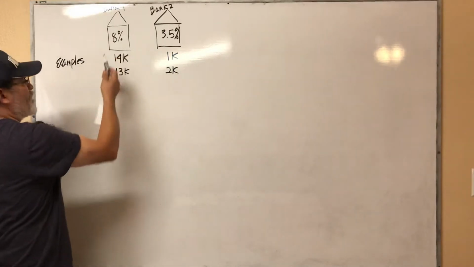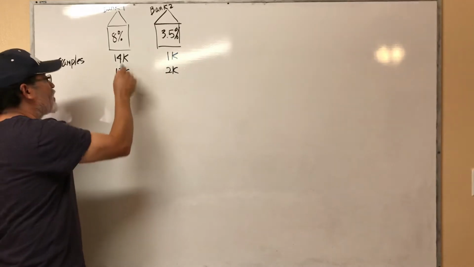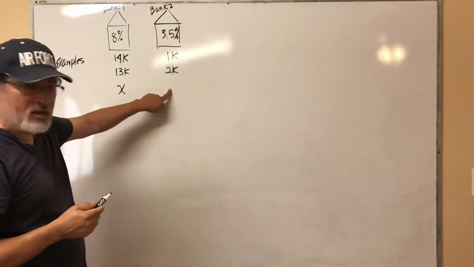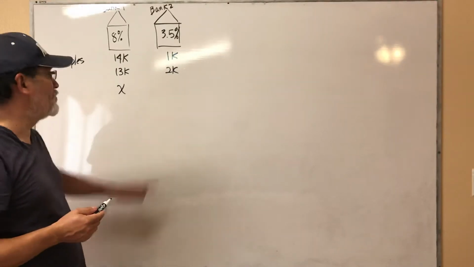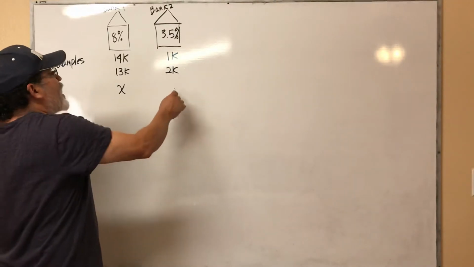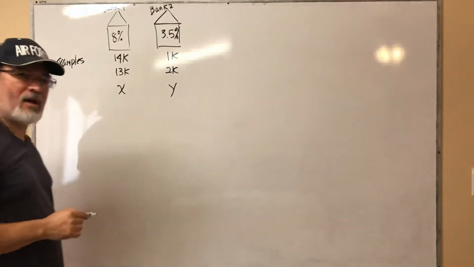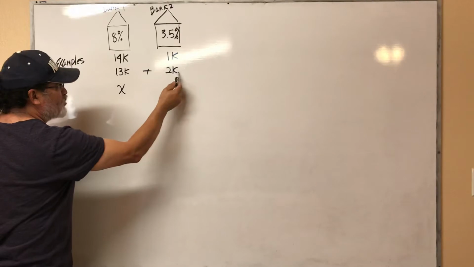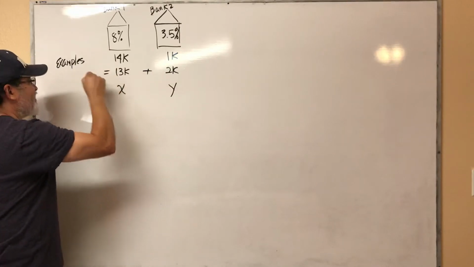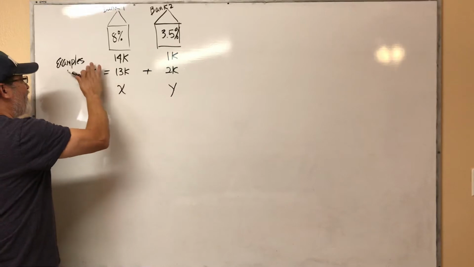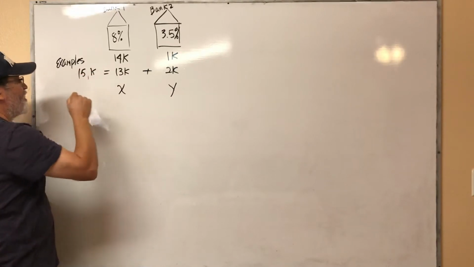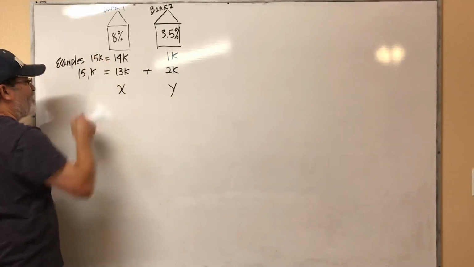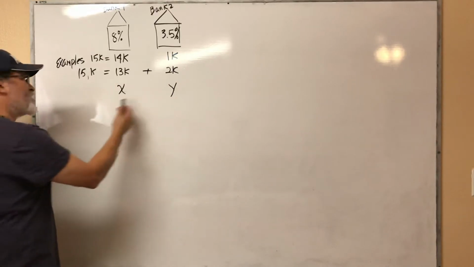If he invests X thousand dollars there, how much is he going to invest here? Well, you could say Y. This is one way, okay? You know that 13K plus 2K is what? 15K. 14K plus 1K is what? 15K, $15,000. So therefore, X plus Y is what?